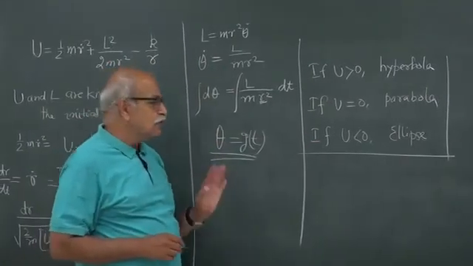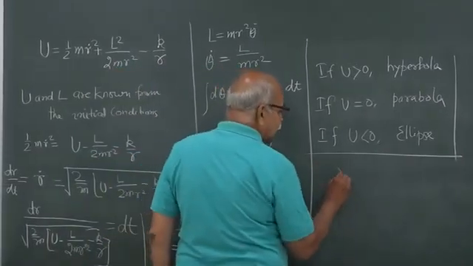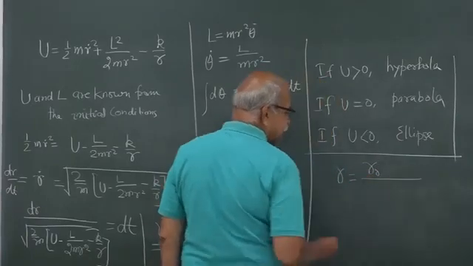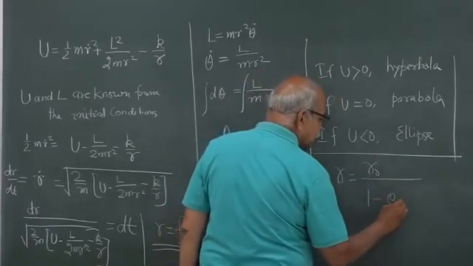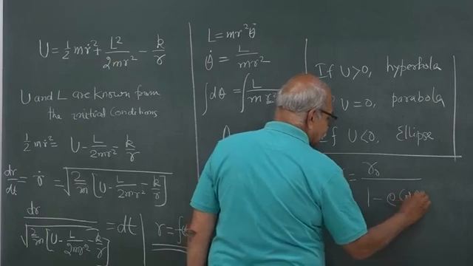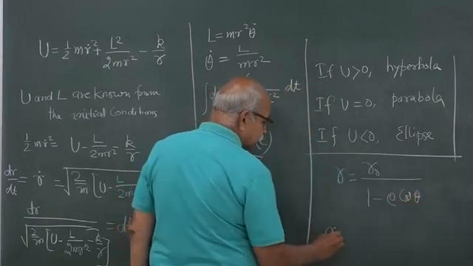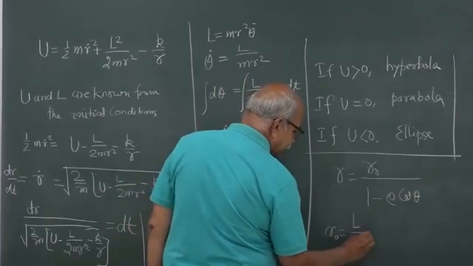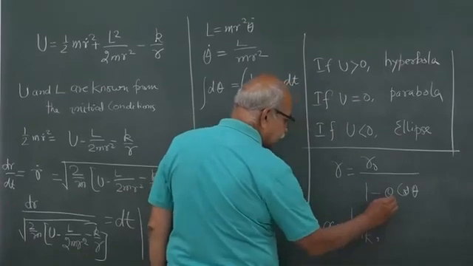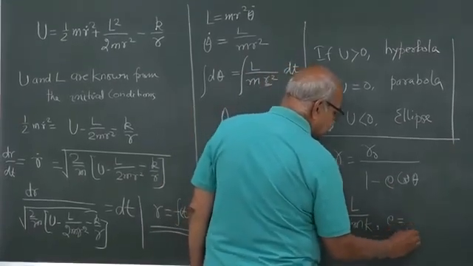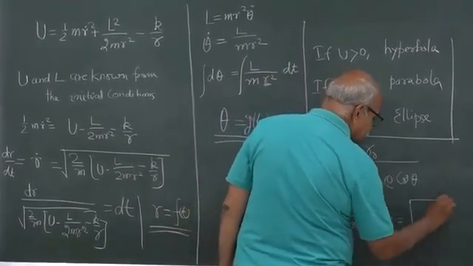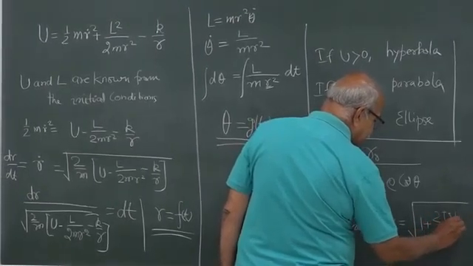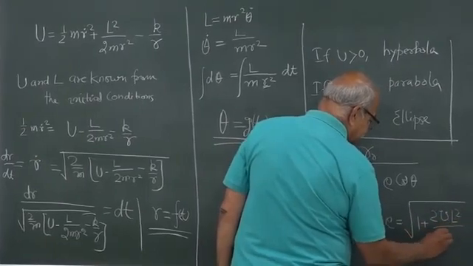And the equation of that orbit, if you work it out, will be r equal to some constant r naught divided by 1 minus e cos theta, where r naught is L square by m k, and this small e is the square root of 1 plus 2 times total energy times L square divided by m k square.